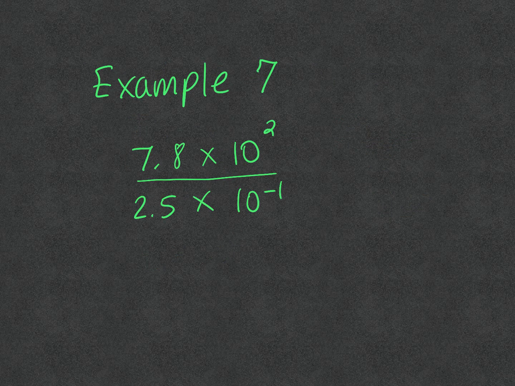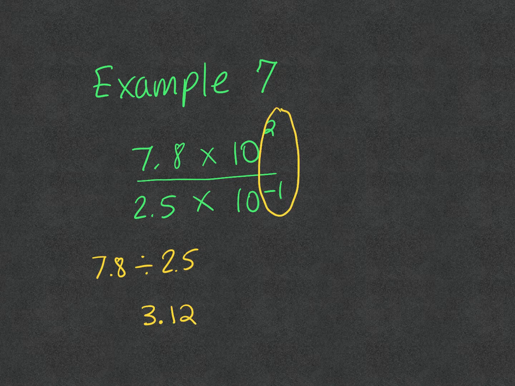Now, sometimes it gets a little more complicated. Sometimes you have a negative exponent, and you have to recall that you're dividing these first two numbers. So you're really doing 7.8 divided by 2.5. So you might want to reach for your calculator for that. And when I do that, I come up with 3.12. Simple calculation. But here we're subtracting our exponents. So we would say 2 minus negative 1. Recall that minus a negative is the same as plus. So this is really 2 plus 1, or 3. So you end up with 3.12 times 10 to the third.